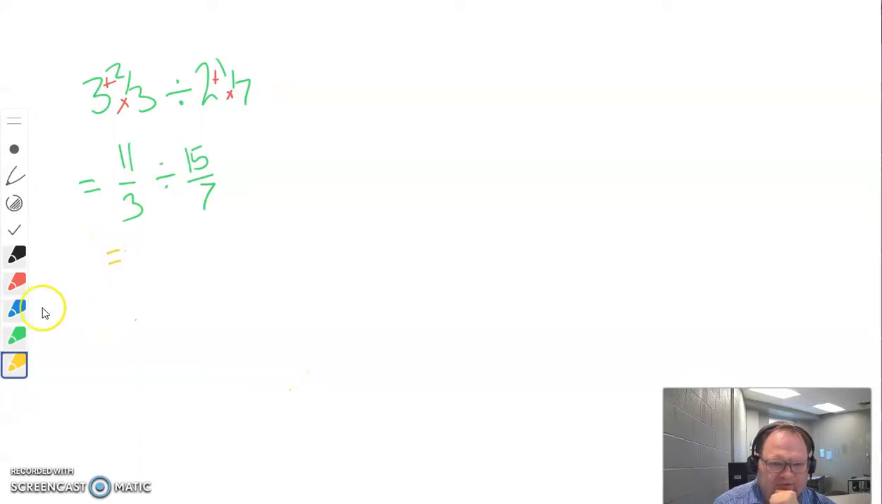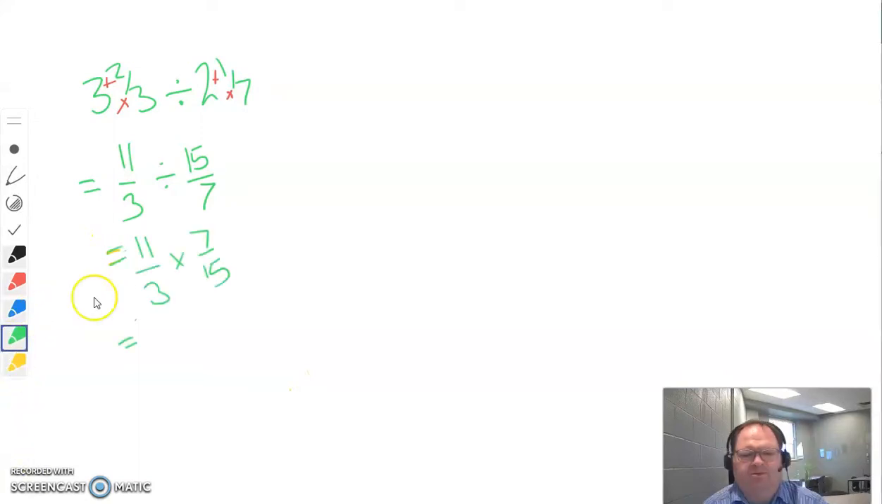So then we flip over the second fraction. So it becomes 7/15. So now we have 77/45. That's an improper fraction. I would leave it as that unless otherwise asked for.